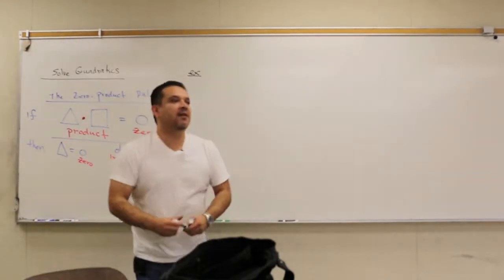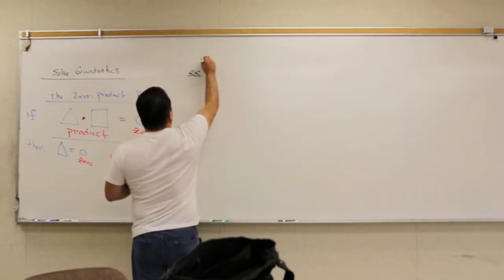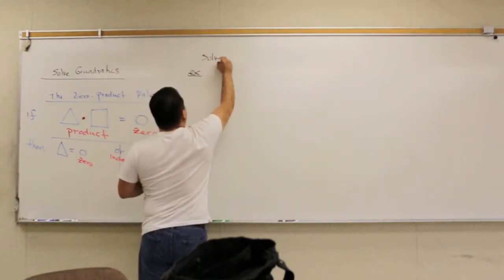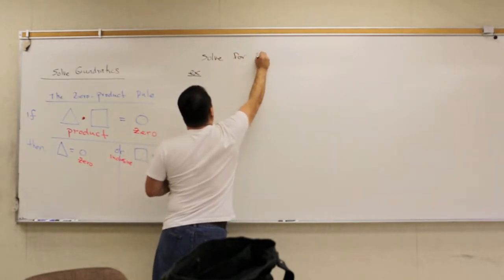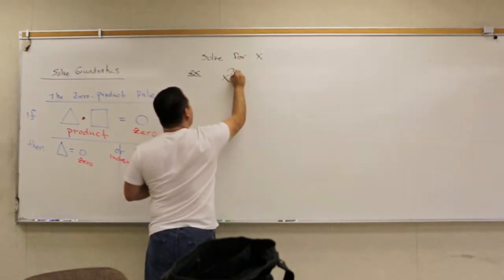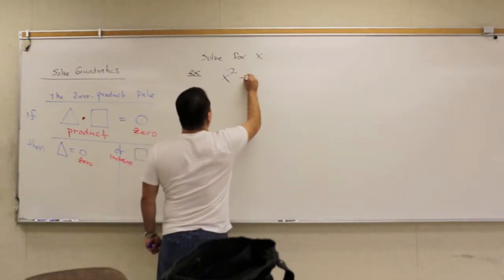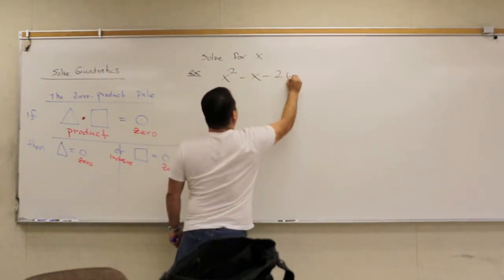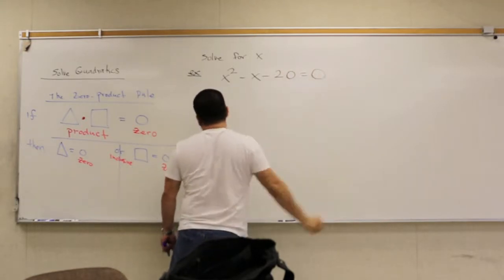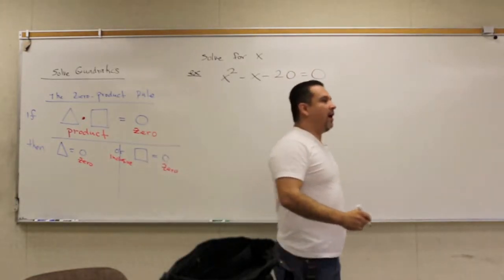Okay, here's an example for you. They're going to say solve for x. That's your instructions. You have x squared minus x minus 20 equals what? 0. Okay?